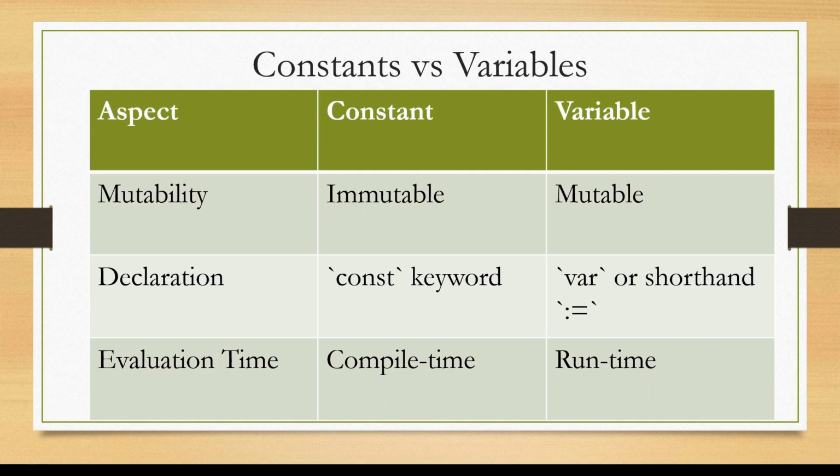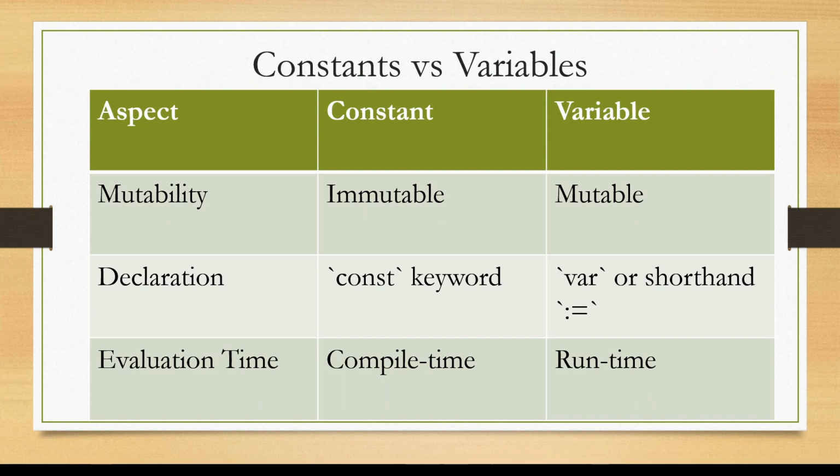Second aspect is declaration. So constants are declared using the const keyword. So the moment you see const, your brain should say, okay, this is fixed, unchangeable. On the other hand, variables can be declared in two ways, using var or the shorthand syntax. That shorthand is very popular in Go, especially when you want to write less code and still be clear.